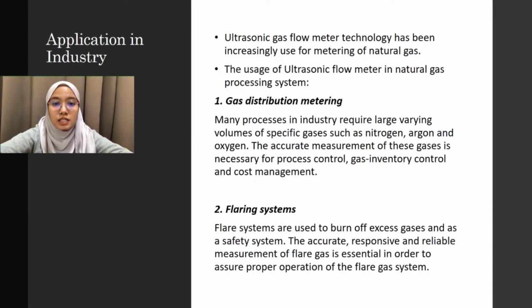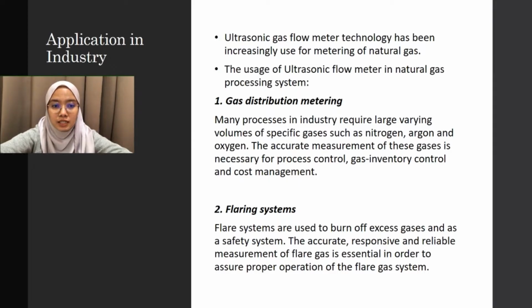In natural gas processing systems, you can see the usage of ultrasonic gas flow meter in gas distribution metering, flaring system, tank blanketing, and also stack gas monitoring. For the first one, gas distribution metering, many chemical processes require large varying volumes of specific gas such as oxygen, nitrogen, and argon. However, hydrogen gas may be required as well as a catalyst, and other specific gas will also be used in the process. The accurate measurement of this gas is important for process control, gas inventory control, and also cost management.